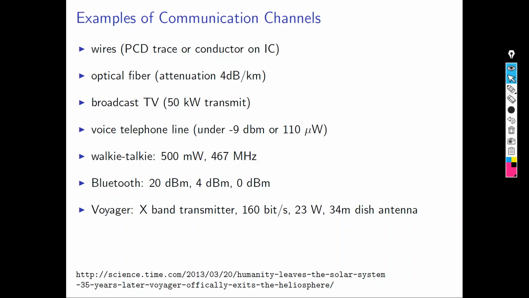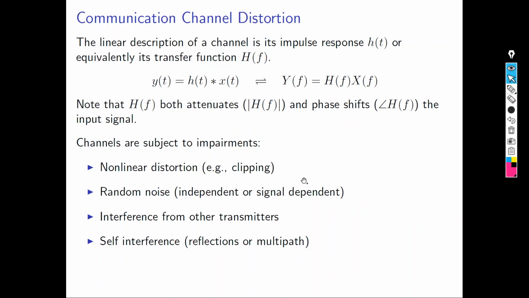Walkie-talkie, this is used by police officers. Bluetooth, the transmit power 20 dBm. It can be 4 dBm, 0 dBm. 0 dBm doesn't mean 0 power. 0 dBm corresponds to 1 milliwatt. Yes, we proved it in one of the lectures. And many other technologies and systems.